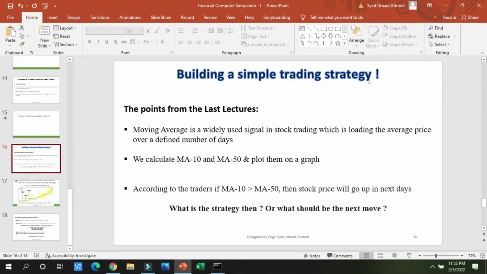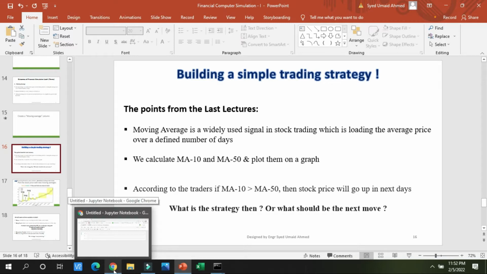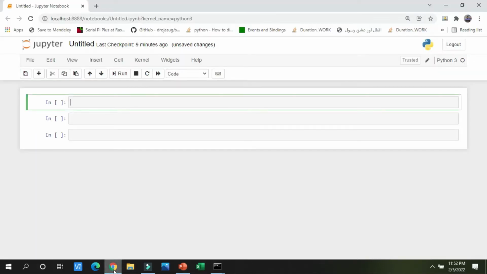Today we will learn how to make a simple trading strategy using Python. In the last lecture we studied moving average. Now we will implement the concept of moving average in a live trading strategy. Moving average is considered an important financial indicator or signal in stock trading. So let us start by importing the libraries, and we will see the wonders of Python programming in today's lecture.